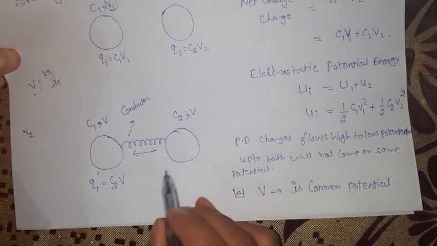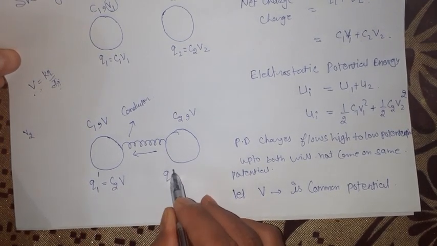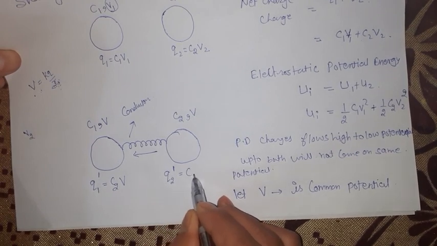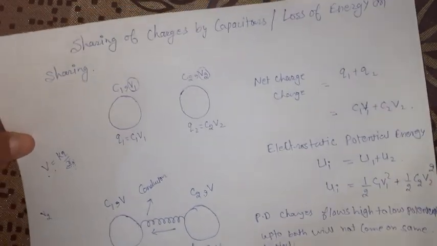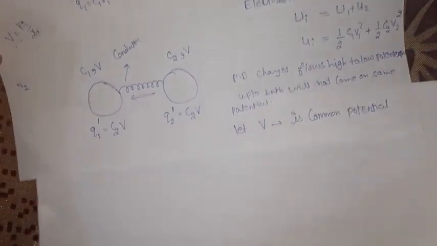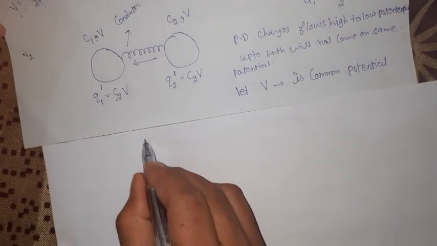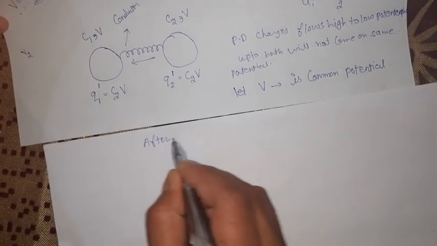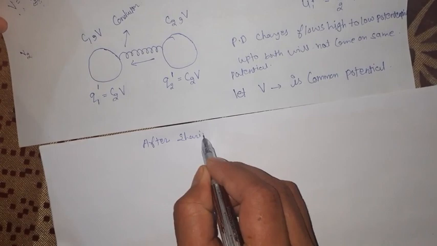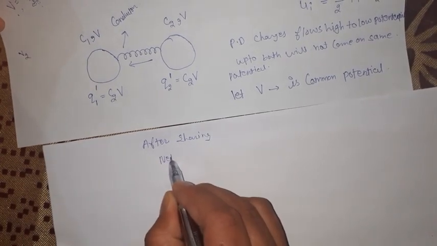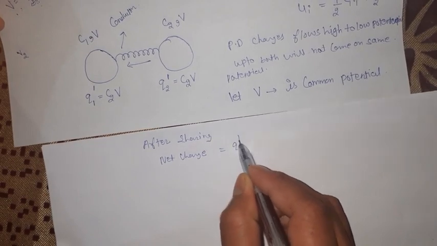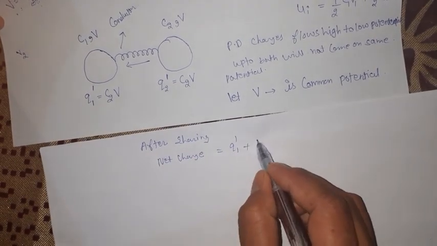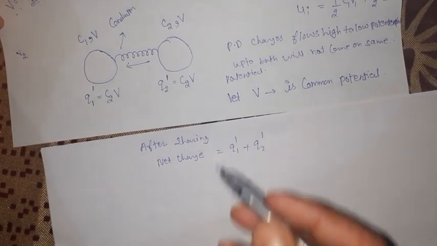Now on this second body, how much is the charge? It is q2 dash, and this is given as C2V. Then how much is the net charge after sharing? This net charge, students, we are having over here: q1 dash is there on one body, and q2 dash is on the second.